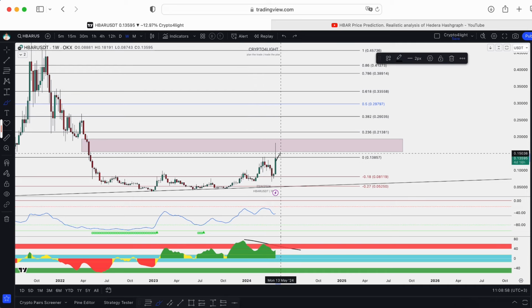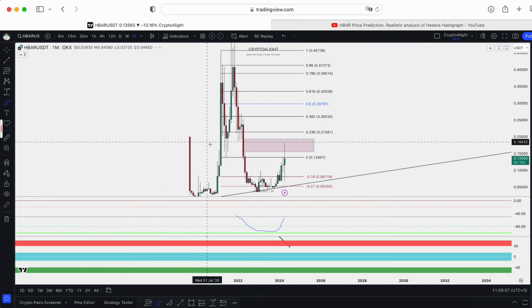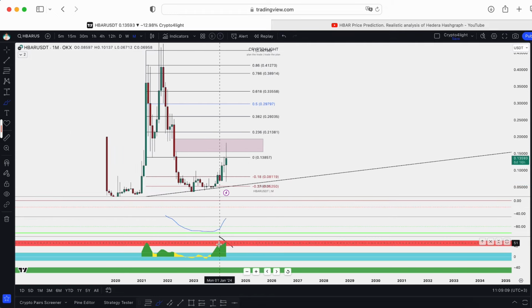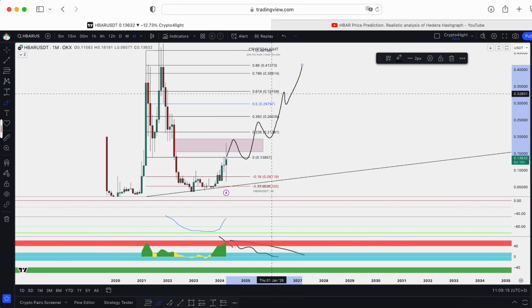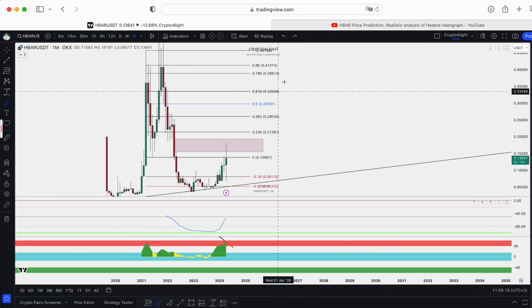Negative scenario for HBAR, if we drop once again, retest the trend line. I don't think so. We will drop once again so low. On a monthly time frame, here, we can start forming the divergence on a monthly time frame. Something like this one, for example, and then going down to correction.